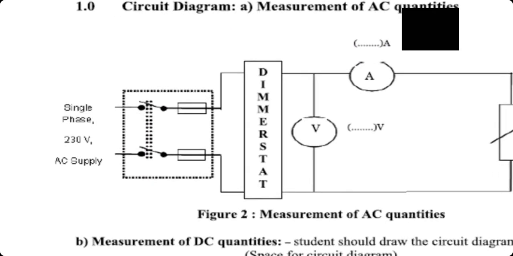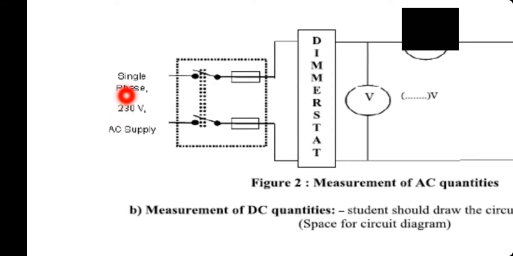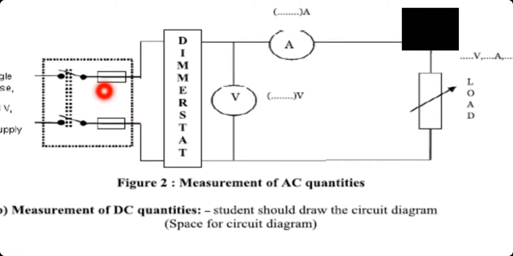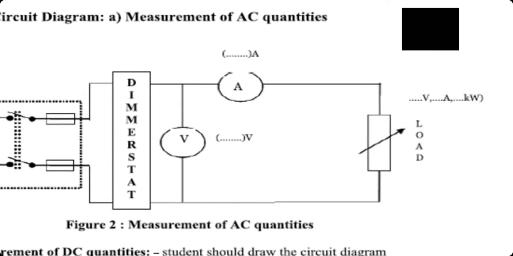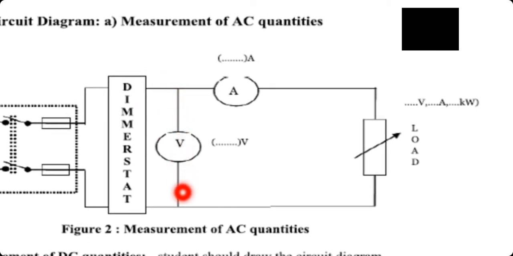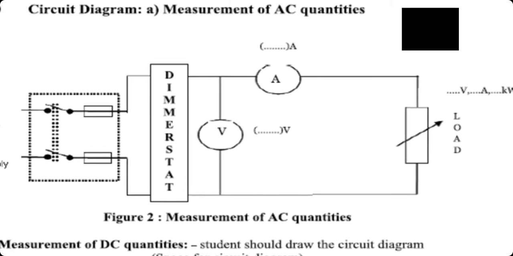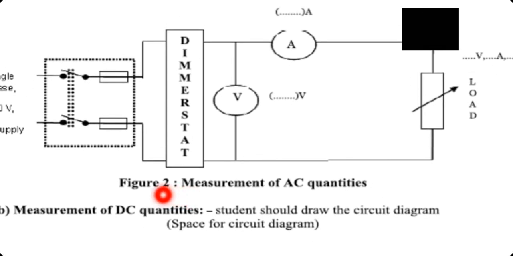Here a single phase 230 volt AC supply is given through an ICDP, an ironclad double pole switch, and fuse. Then a dimmerstat, or we can say auto transformer or variac, is used. A voltmeter is connected across the dimmerstat, and the ammeter is connected in series with the load. This is the circuit connection for performing practical number 4, measurement of AC quantities. Figure 2, measurement of AC quantities.